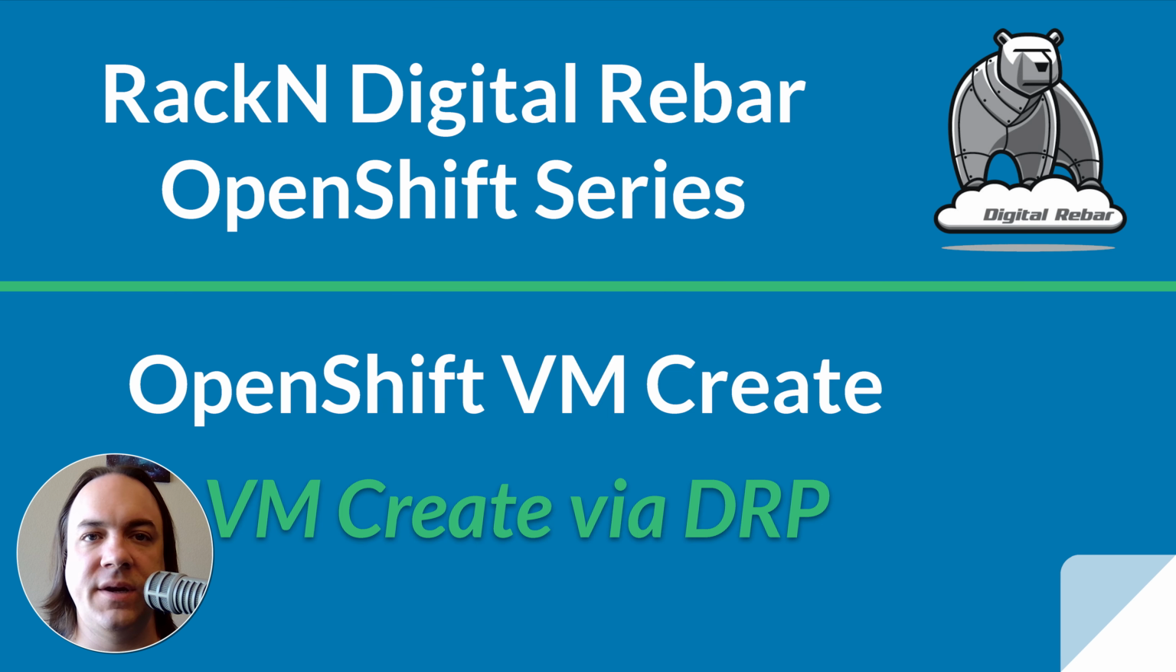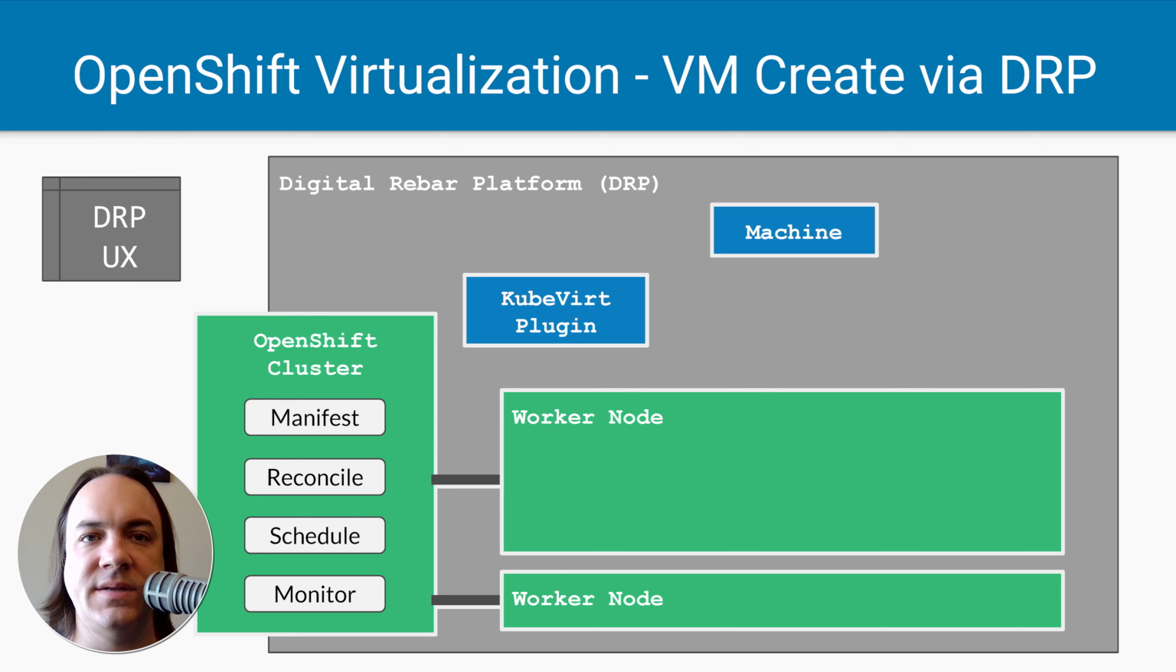Now let's look at creating OpenShift virtual machines using the DRP user interface. This approach significantly simplifies the process while maintaining full compatibility with OpenShift principles. Digital Rebar automates the complex VM creation process with a straightforward declarative interface. When you create a machine in the DRP web portal, CLI, or API with KubeVirt flags, it handles all the underlying OpenShift API interactions automatically.